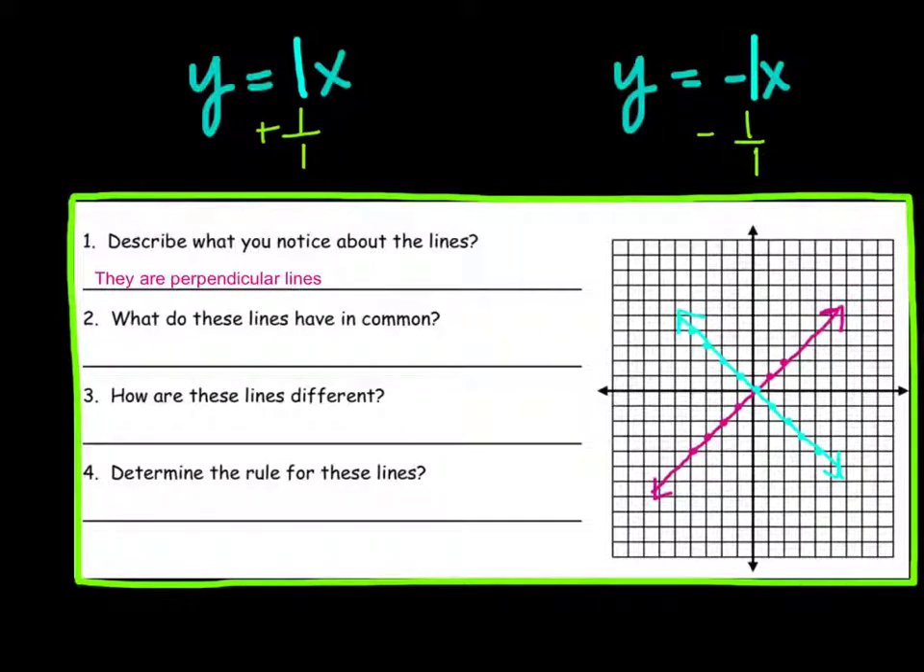Now, when it asks what do these lines have in common? Well, they cross the y-axis at the same point, so therefore they have the same y-intercept.